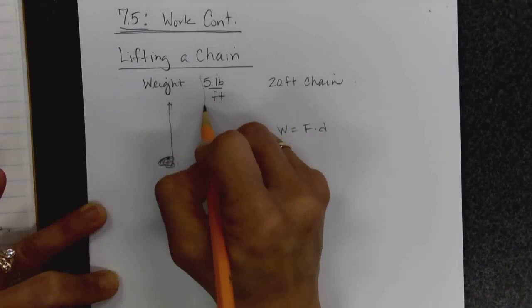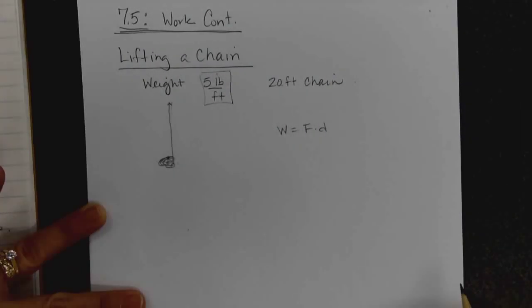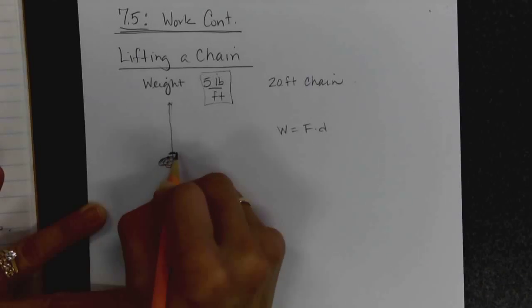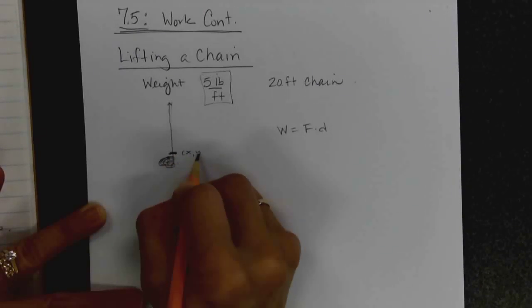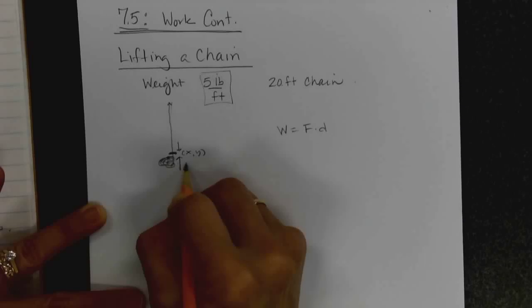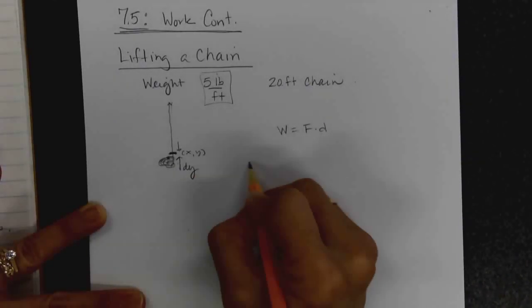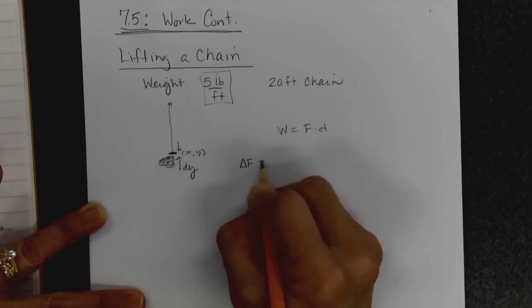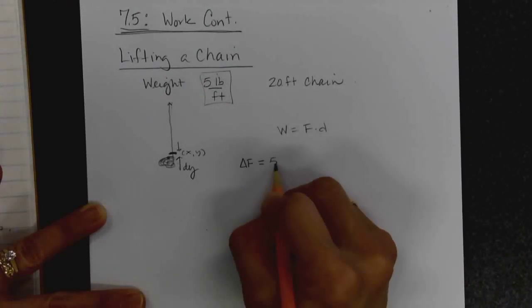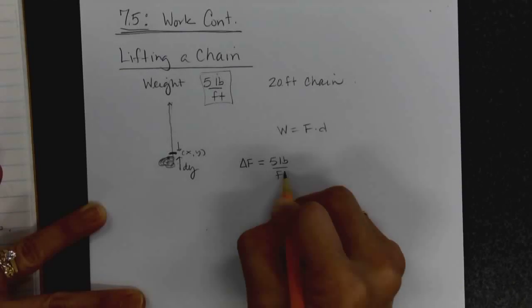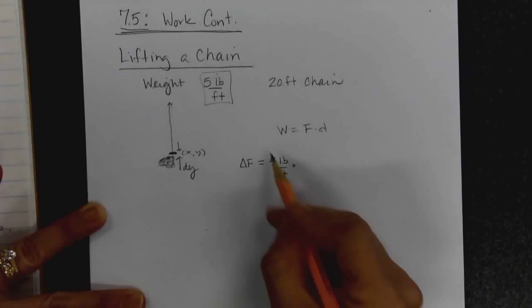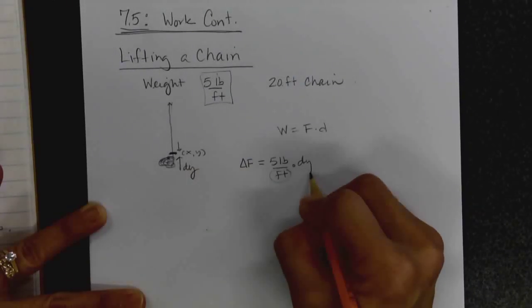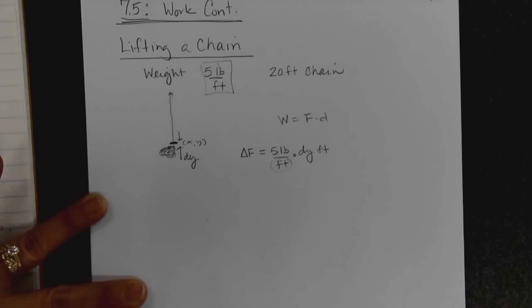So if you notice, the weight is given. If I did a little strip here like this, that little strip is represented by x comma y, and this will be my dy. By looking at this picture and the weight, the change in force would equal 5 pounds per foot times the length of it, because I have to cancel out the feet, and this would be just dy feet. Does that make sense?